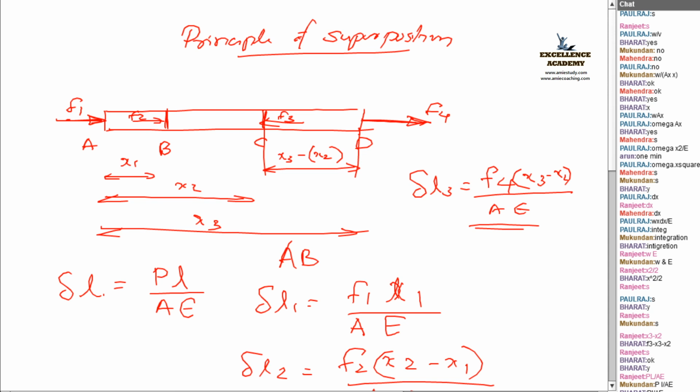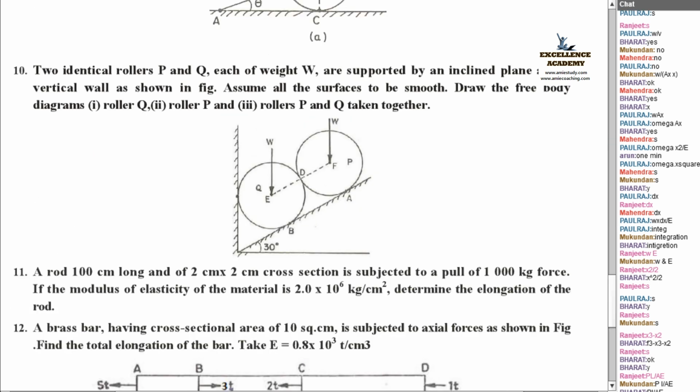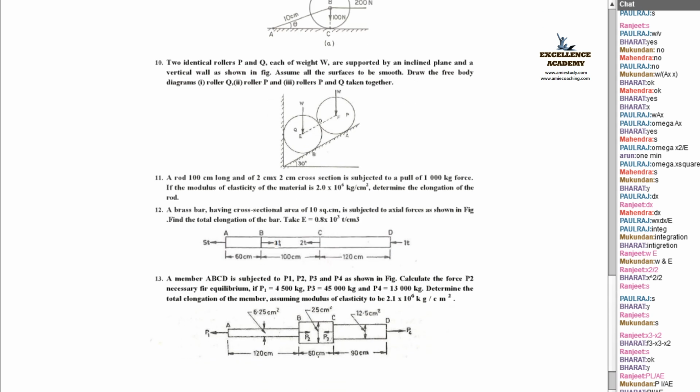After that, we discussed the principle of superposition. In that, we discussed the material having different forces and different lengths, and then different forces, different lengths and different areas, and different materials also. So these are the things we discussed today, and now we can do the problems based on that. These two questions you will do as homework. After that, we are moving to the next question that is coming from today's class topic.